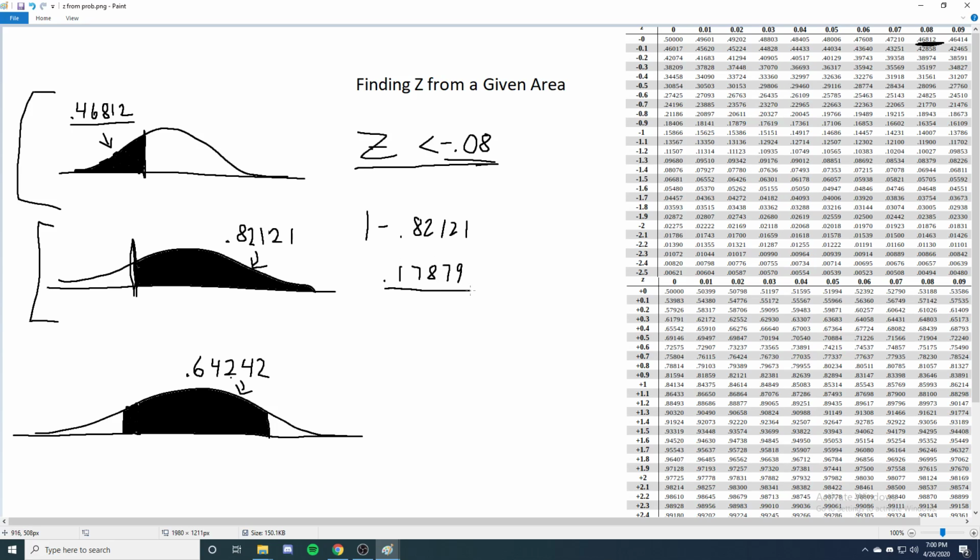So this is the area to the left of this z-value, which we can go to the table to find. So 0.17879, right there. If we look at the z-value, we get negative 0.92 as our z. Remember the original problem was that the area is to the right of this z, so our z is going to be greater than that negative 0.92.